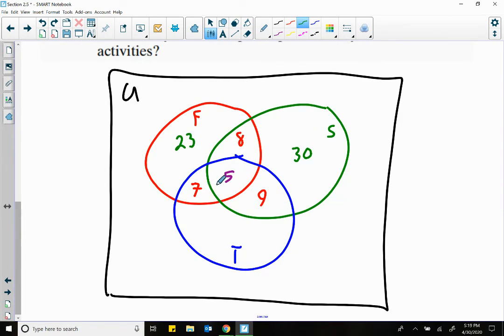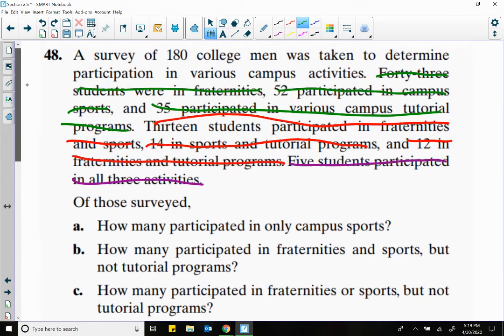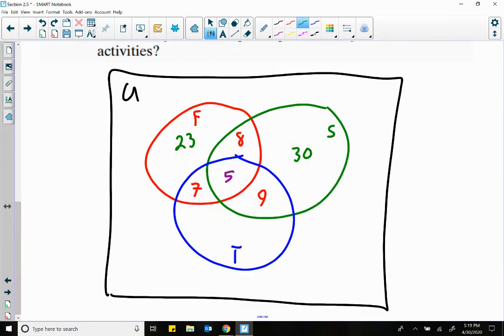But again, we already have 7, 5, and 9 taken care of. So 7 plus 5 plus 9 is 21. And we're subtracting that from 35. Pretty sure it was 35, making sure. Yep, 35. So there are 14 students who did nothing but tutorials. Okay?